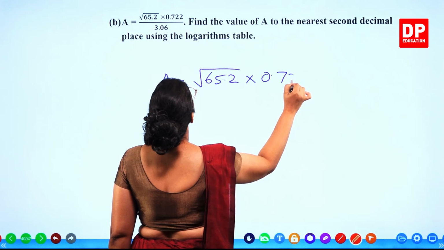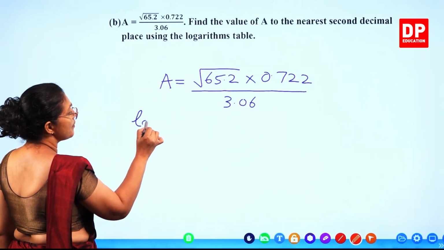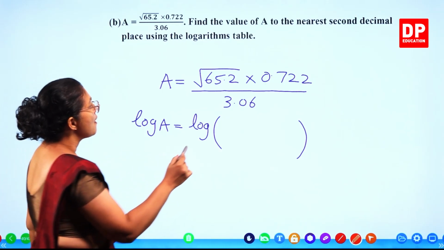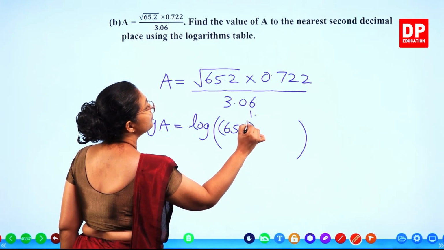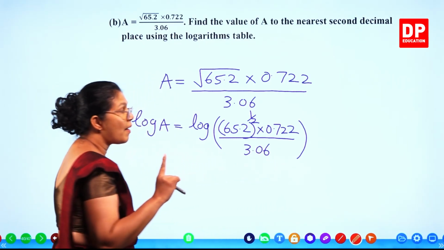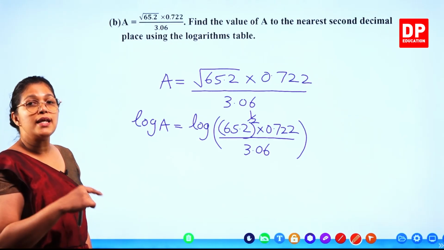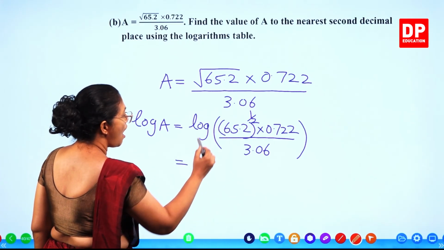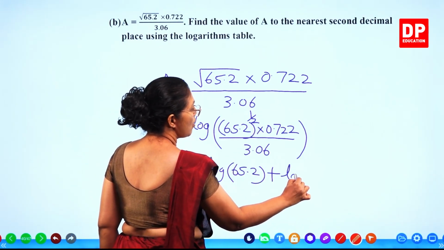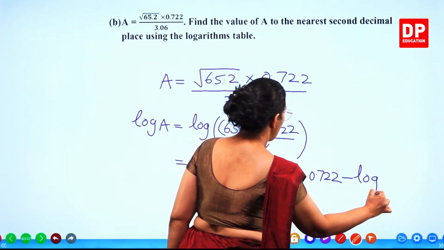And take log both sides. This is 3.06. Take log both sides. Log of A is equal to log of this. So when I'm taking log, I can write these powers. Square root means power half. What's the rule? When you're using logarithms, multiplication becomes addition, division becomes subtraction, and powers you can take out. So you can write this one as half log of 65.2 plus log of 0.722, and this is division, so you subtract the logarithmic value, log of 3.06.